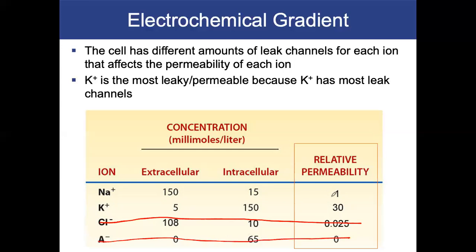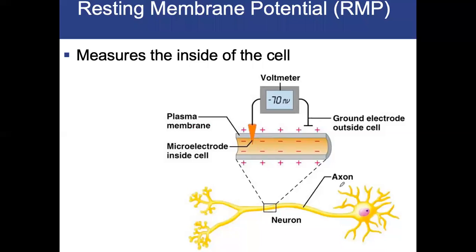Okay, so which one has the highest permeability? Good, potassium. And so this is telling me that we have a lot of potassium leak channels, right? And so any deviation or any change in potassium outside the cell is going to affect inside the cell greatly. What about sodium? Not very many channels, so it's not going to affect the cell that much, or the extracellular fluid isn't going to affect the cell that much.